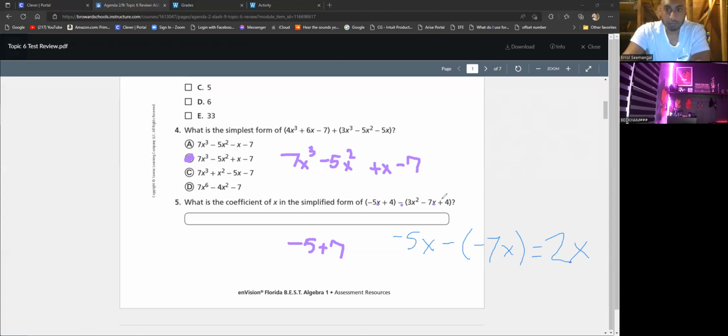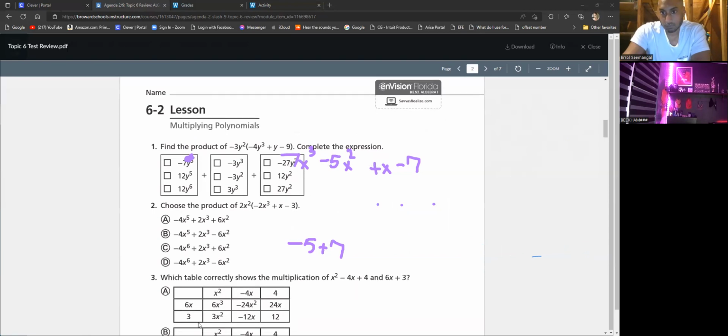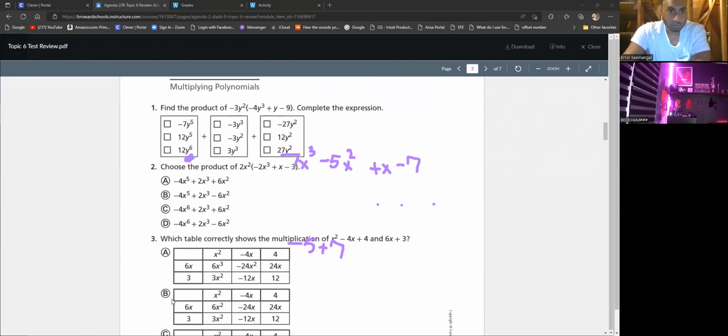All right. What else you got? Which one are we on? 1? Yeah. Erase the purple, will you? Find the product of that and that. Complete the expression. All right, what does that mean?